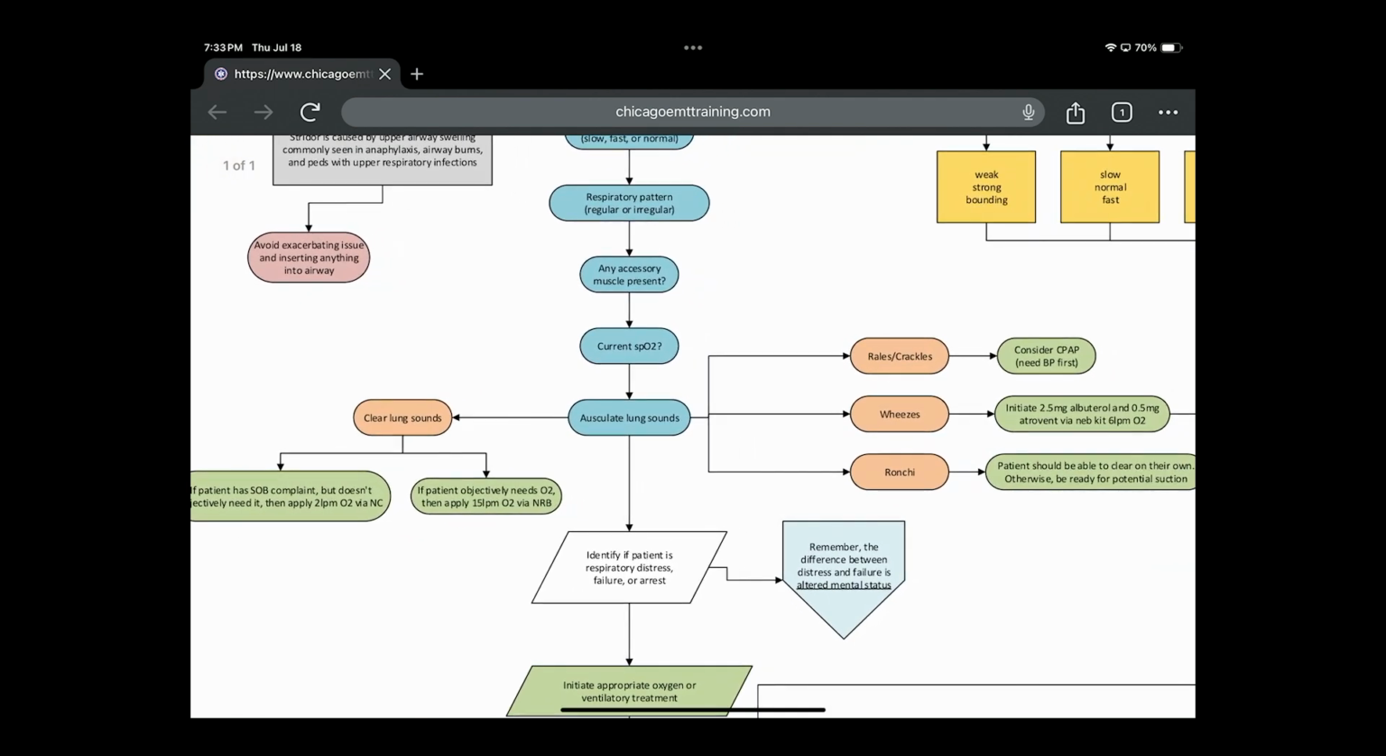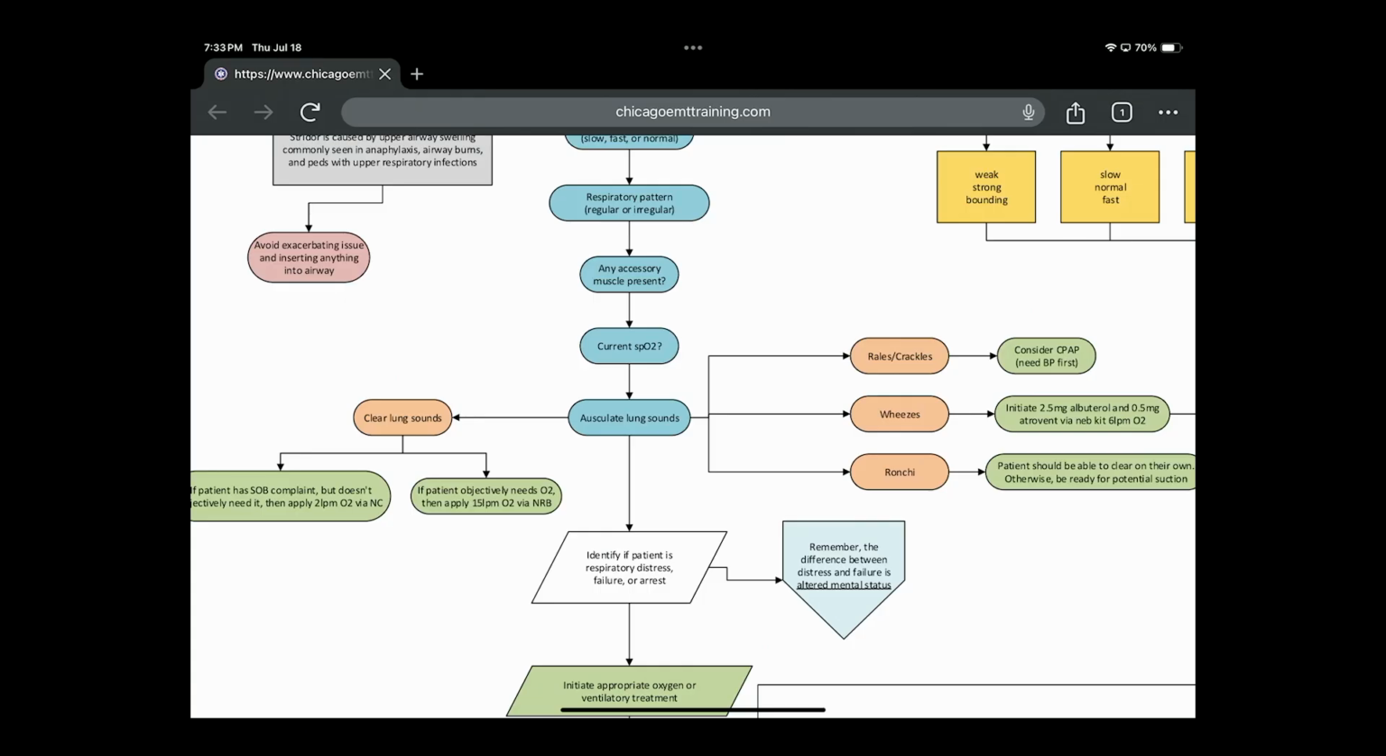do for them, right? A lot of people get zoned in on that pulse ox, or immediately after hearing that the patient's short of breath, they want to throw oxygen on right away. But we haven't assessed tidal volume. We haven't assessed relative rate, accessory muscle use, pulse ox, and the lung sounds. And these data points together help us make a determination on what treatment is most needed at this point.